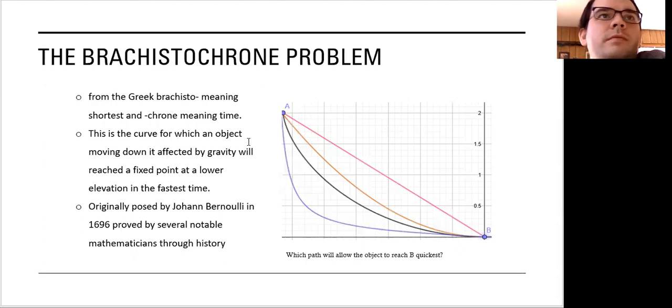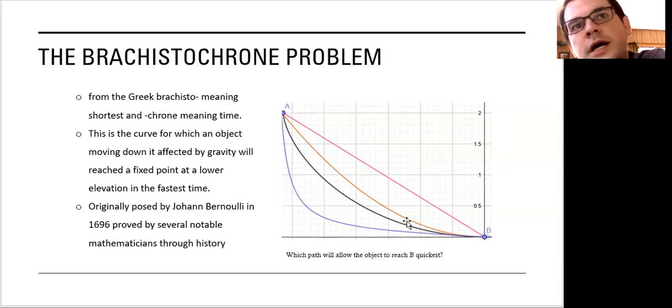So here's another problem, the brachistochrone problem, from the Greek brachisto, meaning shortest, and chrone, meaning time. So this is the curve for which an object moving down it, affected by gravity, will reach a point at a lower elevation in the fastest time. So essentially, which of these curves would get an object from point A to point B the fastest?